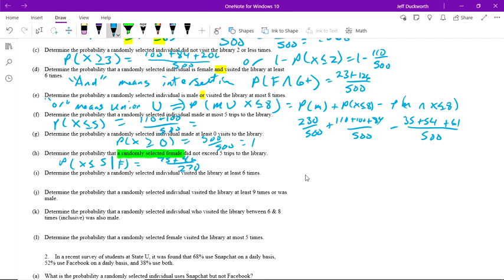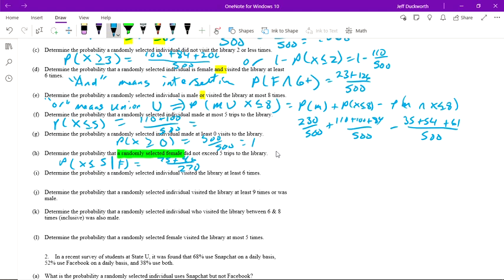So that's something you want to look at. If you already know the person's a female, you can ignore all the males. You're not dealing with 500 anymore. You can also use the formula for the conditional, which is just fine as well. And that's actually preferable if you don't have a nice chart like this. You can't eliminate everything.